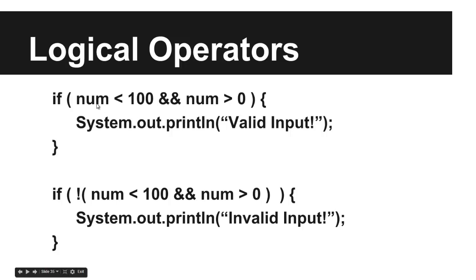So we can go back to before. We have if our number is less than 100 and our number is greater than 0, then we have valid input. And we can just stick an extra set of parentheses in here, just like so, and put the negation operator right in front of it. If our number is less than 100 and greater than 0, then we flip it. We know that we have invalid input.